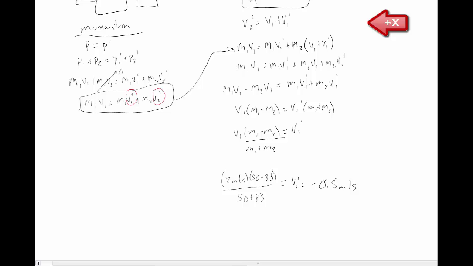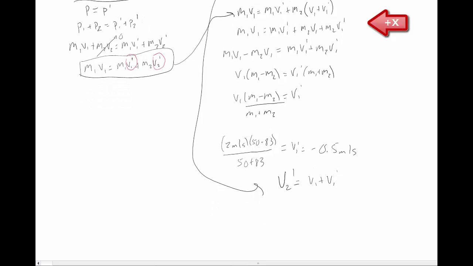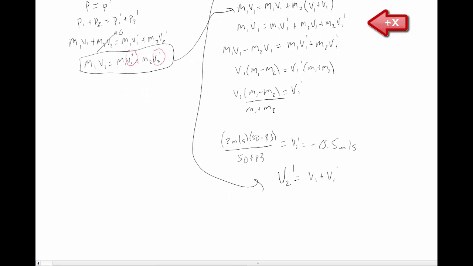And then if we look at V2 prime, we can just go ahead and plug in this equation down here. That's just equal to V1 plus V1 prime. Basically, that's just momentum conservation. So V2 prime is equal to 2 meters per second minus 0.5 meters per second, and we get 1.5 meters per second for V2 prime.